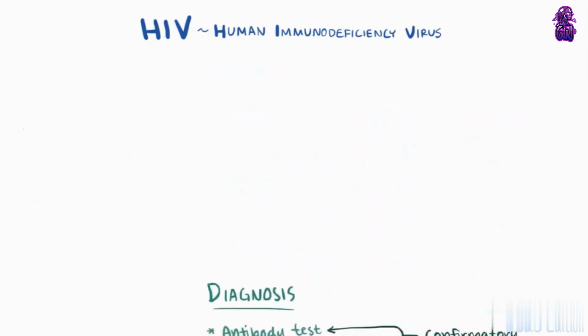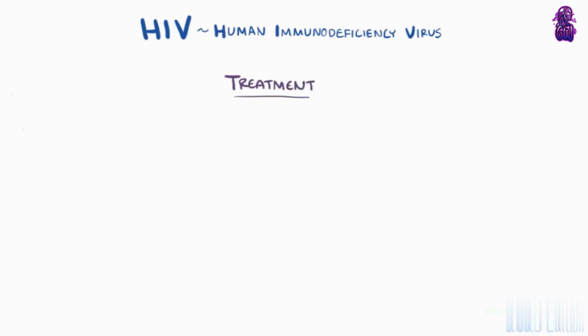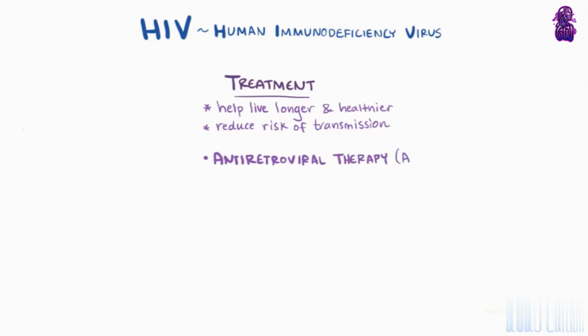There's currently no cure for AIDS. Treatment, however, can help somebody with AIDS live longer, healthier lives and help reduce the risk of transmission. The primary method is to use antiretroviral therapy, or ART. ART isn't a single medicine, but a combination of medicines that's known as an HIV regimen.